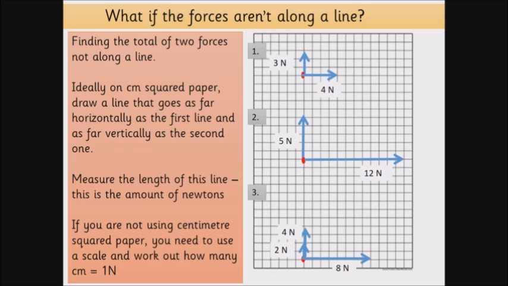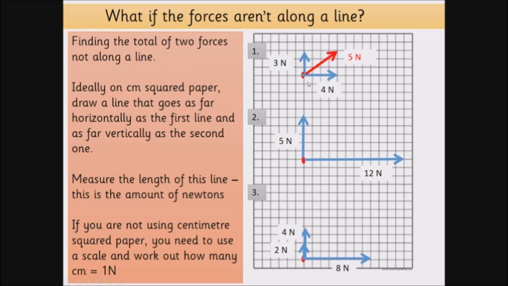If the forces aren't actually along a line, so if we've got 4 newtons and 3 newtons, now if this is on squared paper, what you can ideally do is draw a line that goes 4 squares across and 3 squares up. If you did that and then measured this line, it would actually be 5 centimetres long if you were doing this on centimetre squared paper.